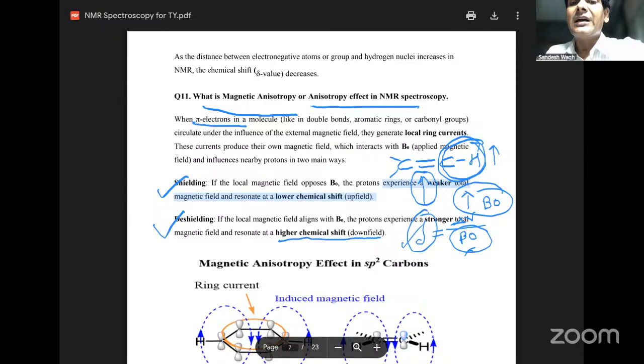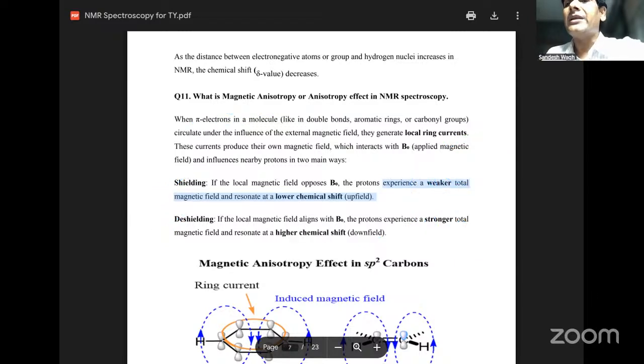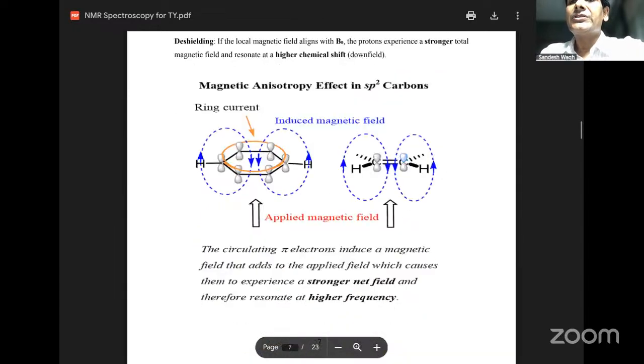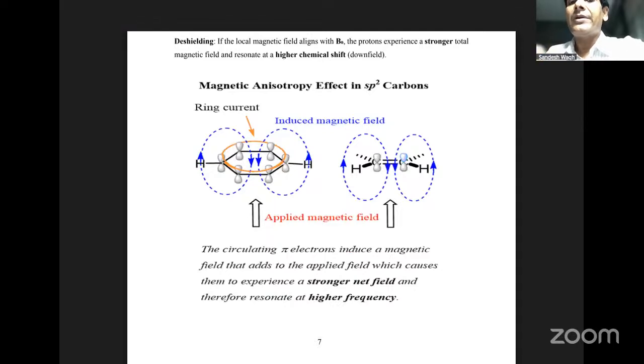If you read carefully, you will understand the meaning in simple language. I have explained it, and you will understand it very clearly. So let me move ahead with the examples. I have already given the examples here. This is the aromatic ring I have mentioned.